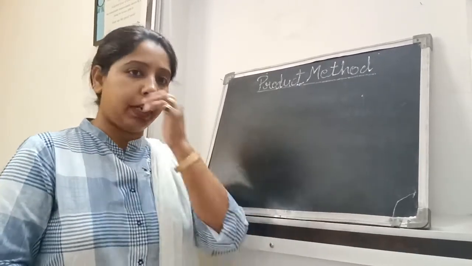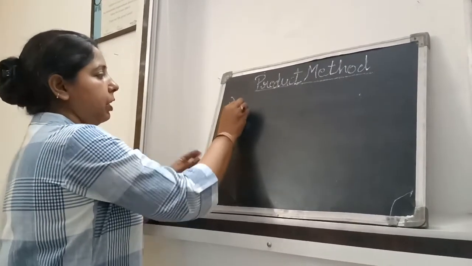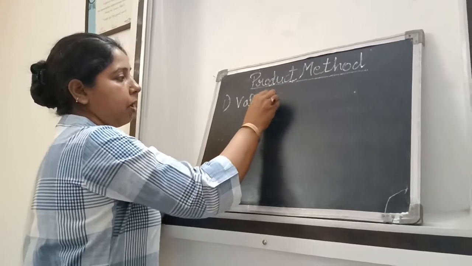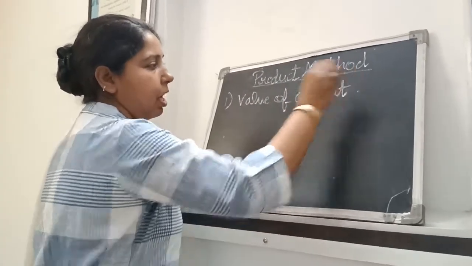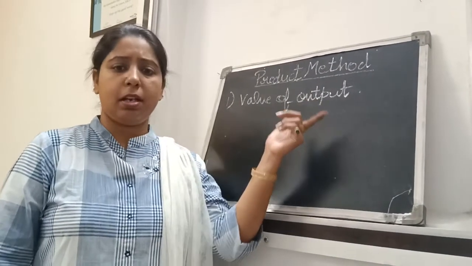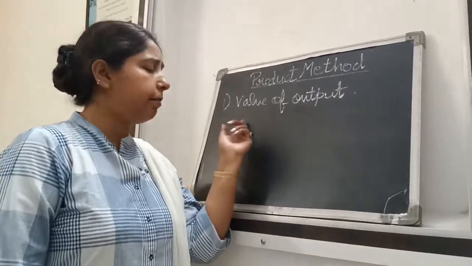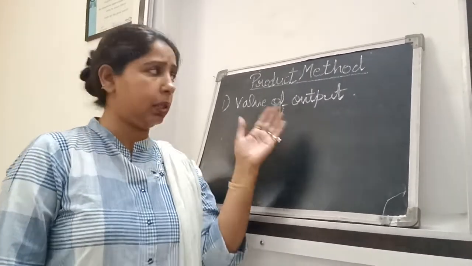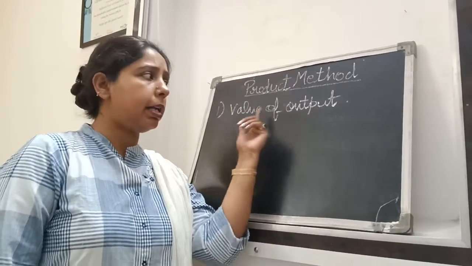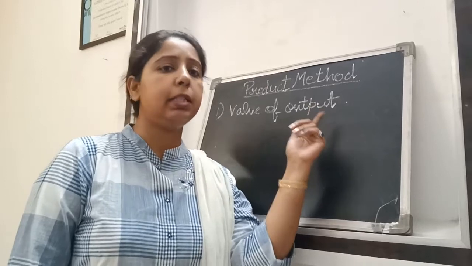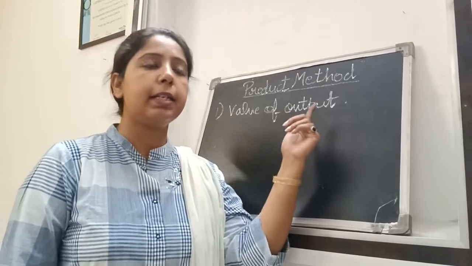Its first component is value of output. As the name suggests, output is goods and services produced in the economy and value is the market price. So what do you mean by this? Value of output means the market value of goods and services.